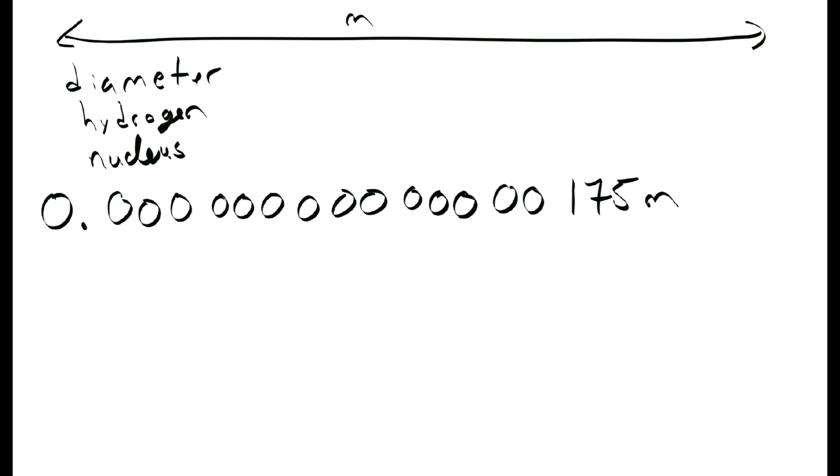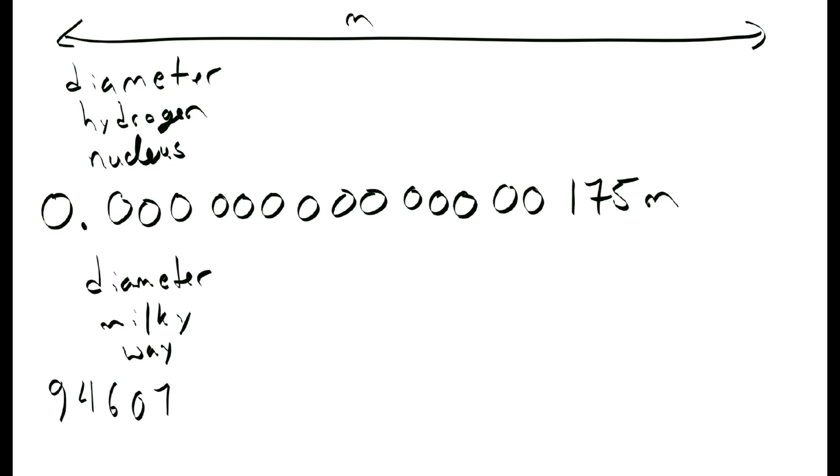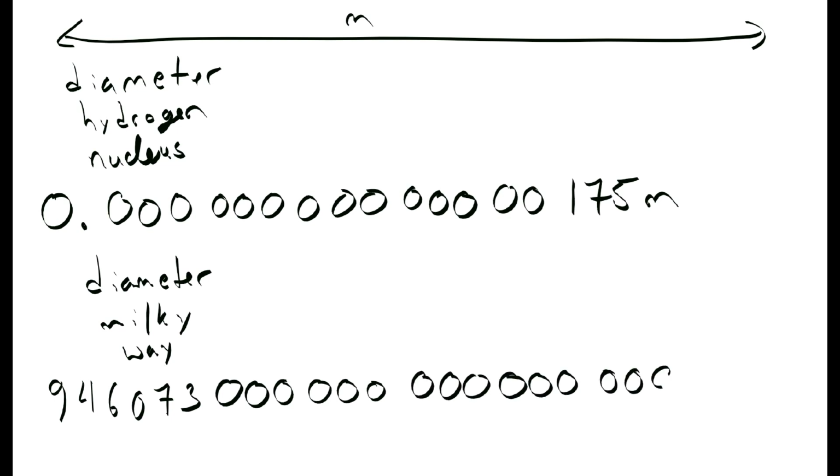0.000000000000000175 meters. It's very, very small. And by contrast, we have the diameter of the Milky Way, the galaxy we live in. And its diameter is 9,460,730,000,000,000,000 meters.